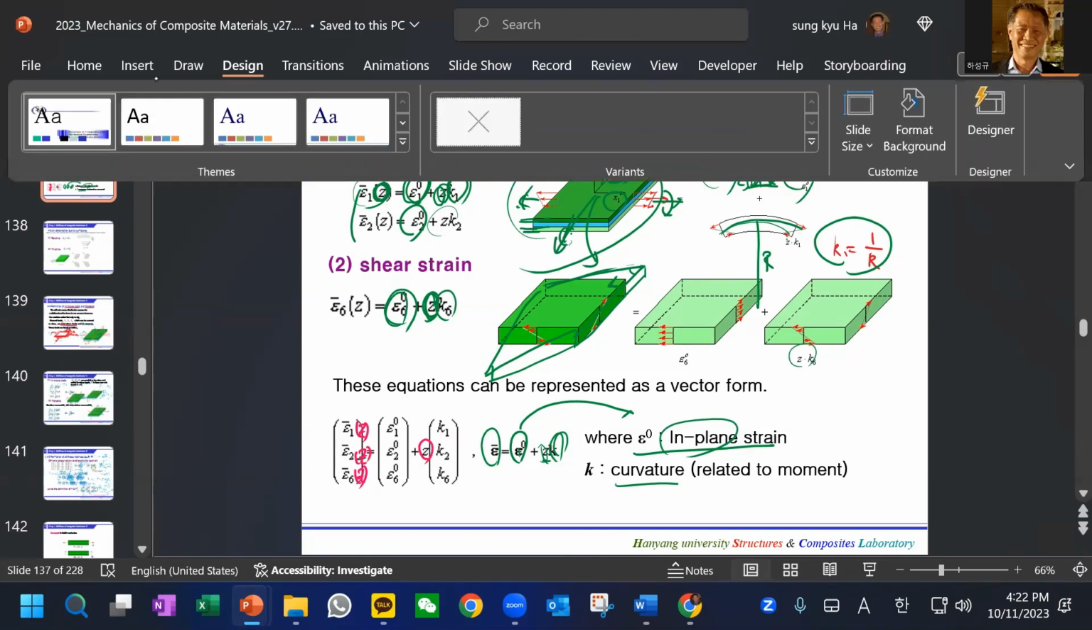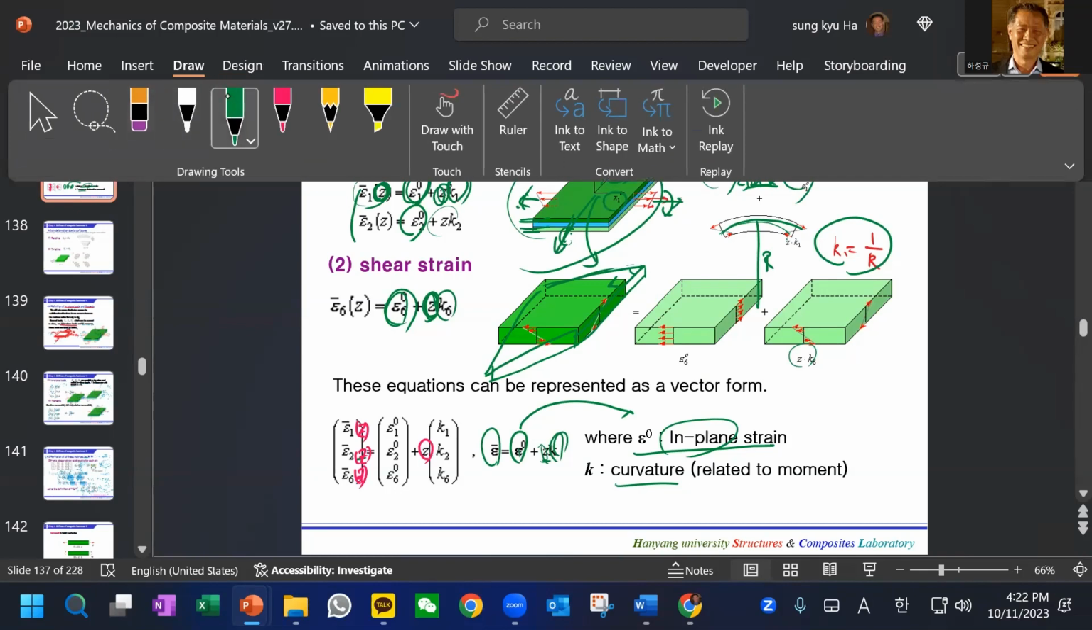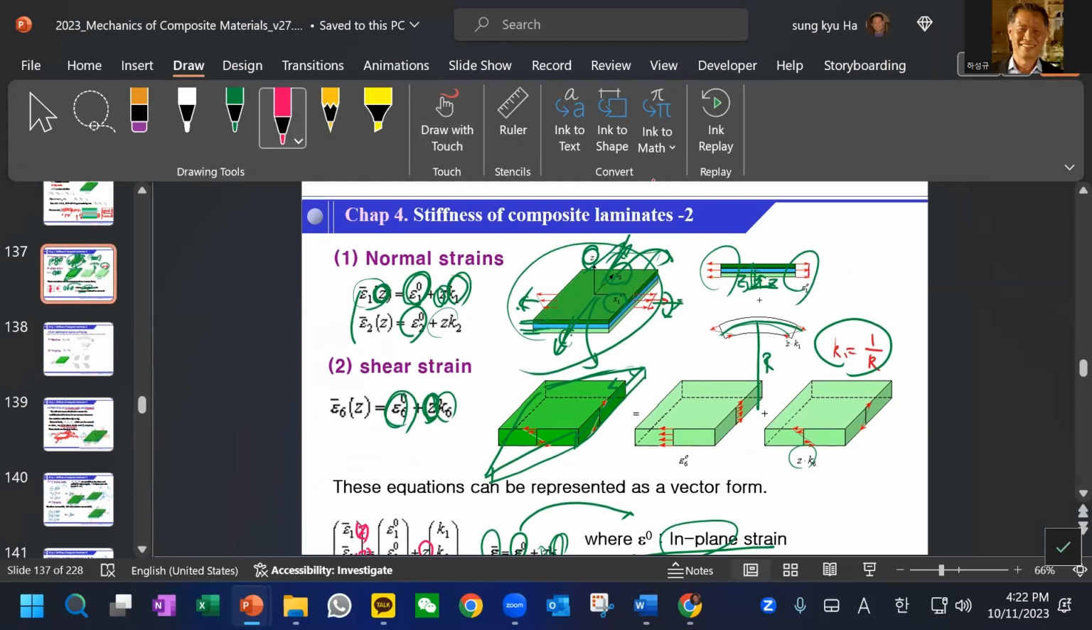Okay, so we're going to derive some equations, and all the equations we will call laminate theory. The laminate theory is based on this assumption, this observation. Again, each ply deforms together and curves together. So whenever we want to calculate the strain of each ply, we follow this z coordinate here.